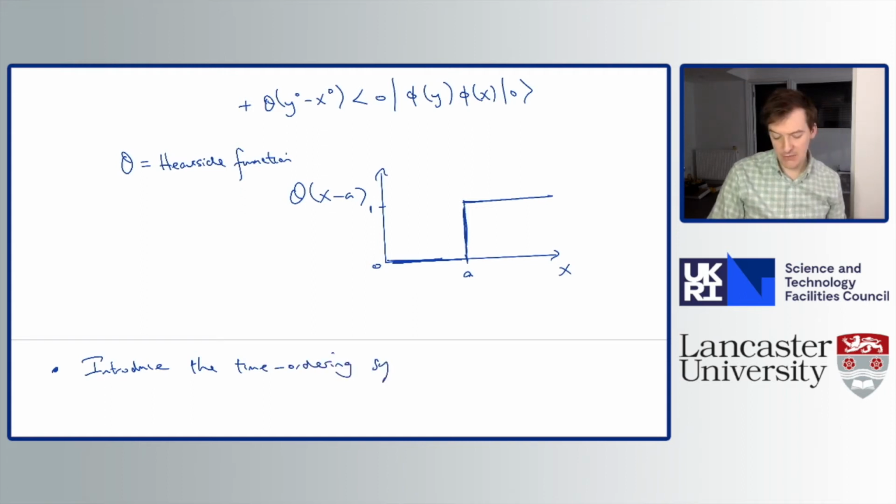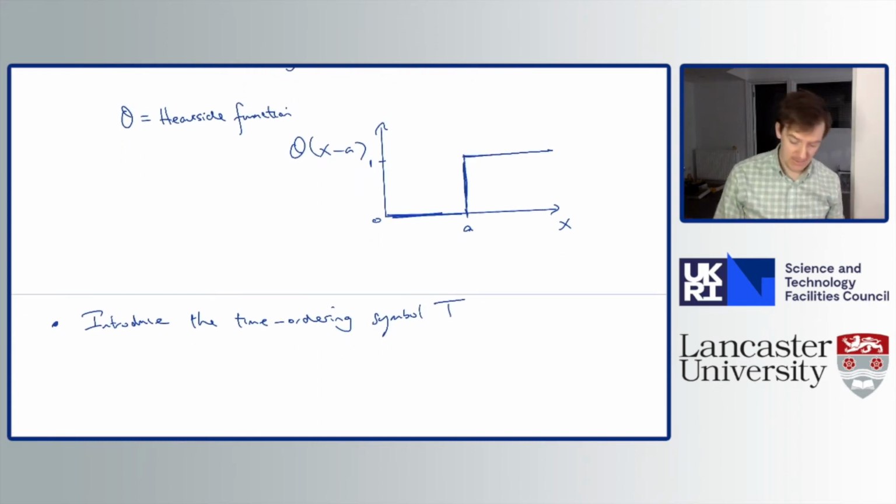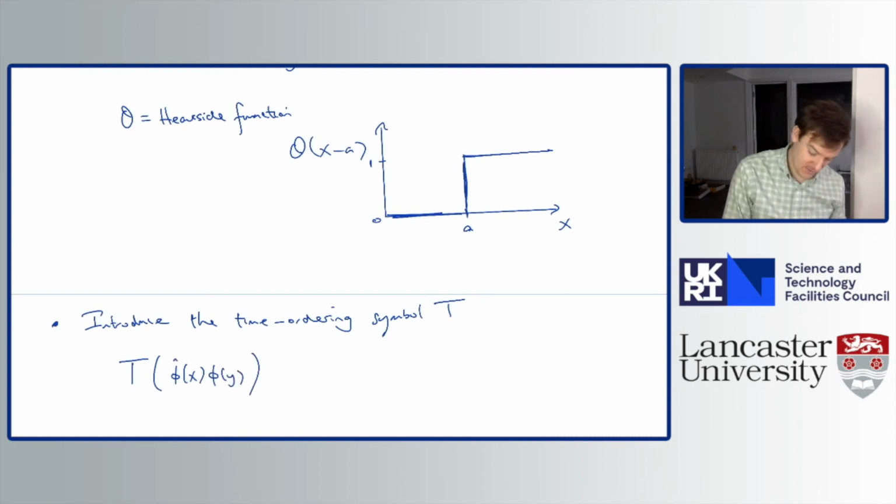Let's define a new symbol, call it T. This is the so-called time ordering symbol. By definition, the time ordering symbol acts in the following way. We have the time ordering on this product of x and y. So these are my operators.